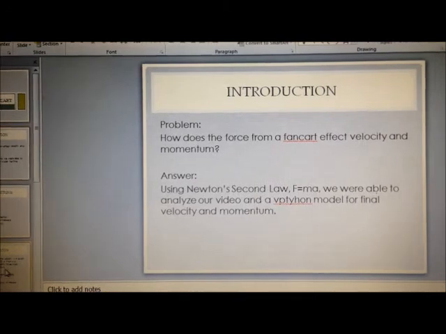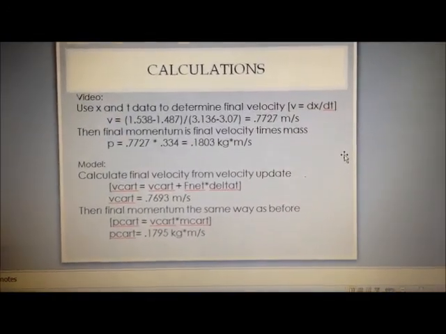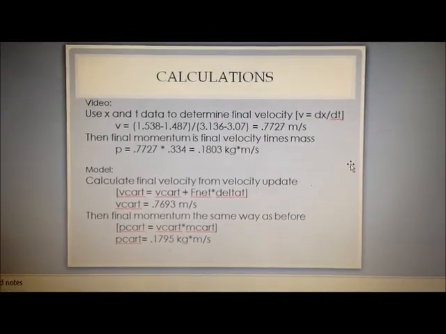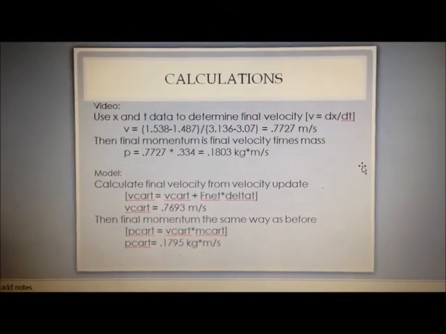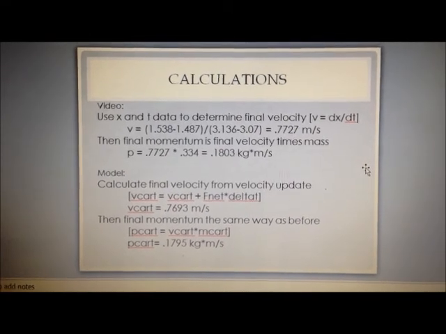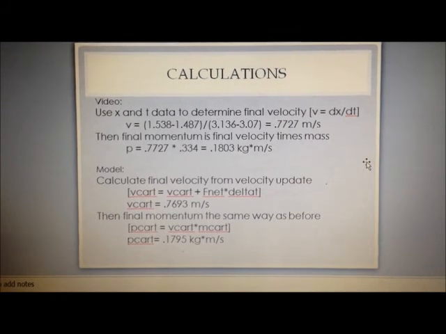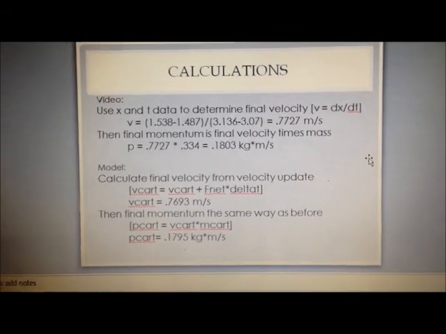So if we want to look at the original calculations from my video, I use my x and t data, and I found my final velocity, which was 0.7727 meters per second, and then my final momentum, which is just the final velocity times the mass, and that's 0.803 kilograms times meters per second.